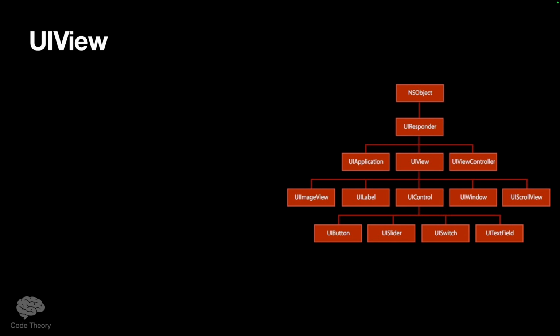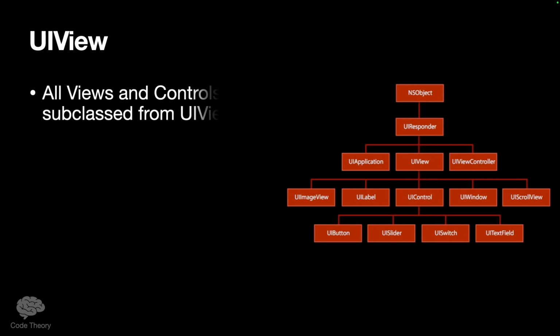UI view. So every single one of these views that I just showed you are subclassed from UI view, or they're subclassed from something that is subclassed from UI view. They all inherit from UI view in a strict kind of class inheritance method, right? So at the very top, you have this thing, NS object. That's kind of the basic Objective-C object that exists. If we were talking Java, you could call it an object, right? Same thing. Then there's this UI responder.